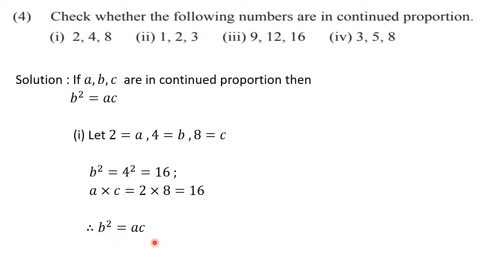And since B square is equal to AC, we can say that the numbers 2, 4 and 8 are in continued proportion. Please complete it. If you have not completed, pause the video, write and then go ahead. Now let's go ahead towards the second question.